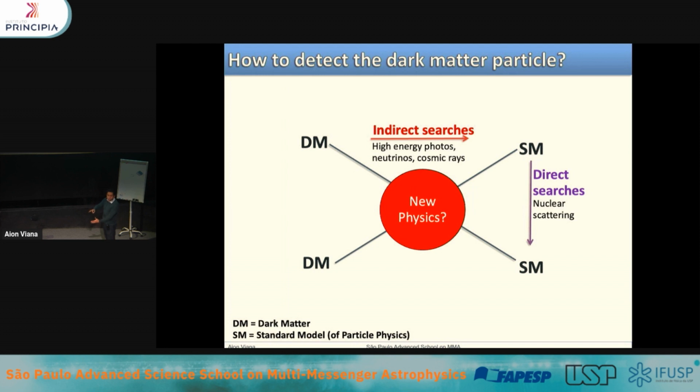You can cool it close to zero, and then you can wait for a dark matter particle to scatter on your cool liquid, and you can detect this. This is what we call direct searches. There are lots of experiments that do that currently.